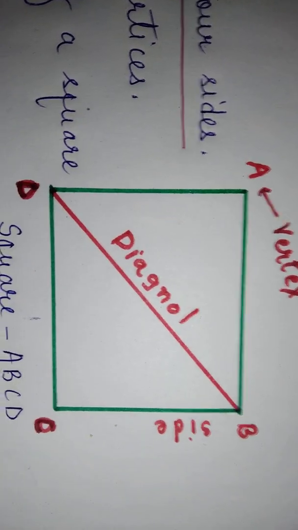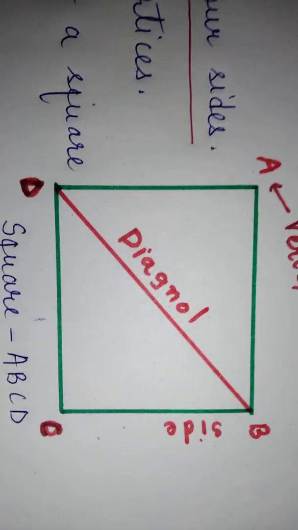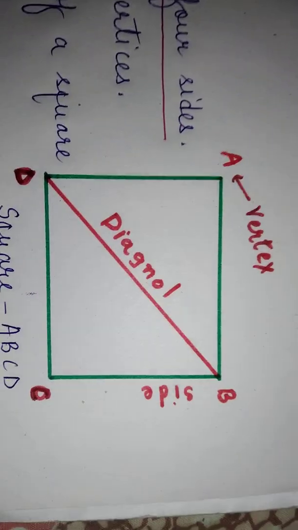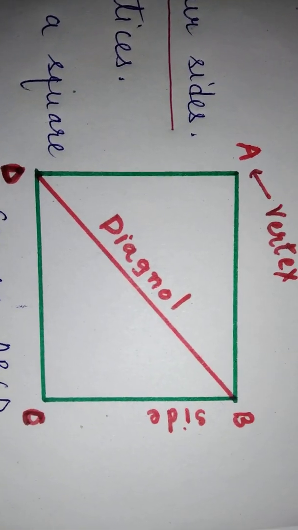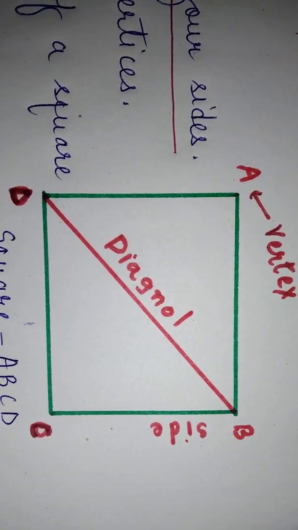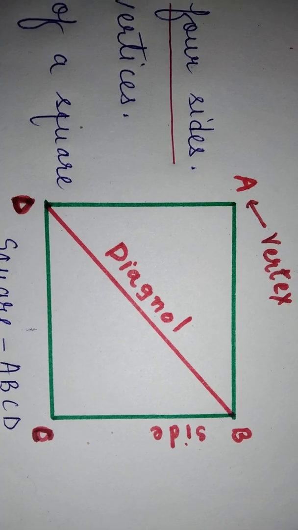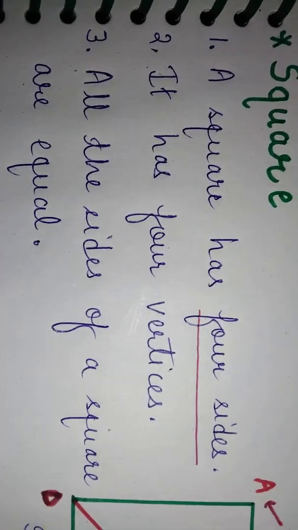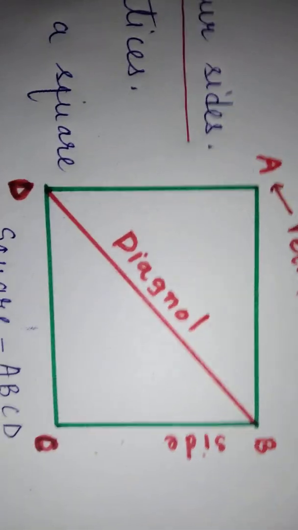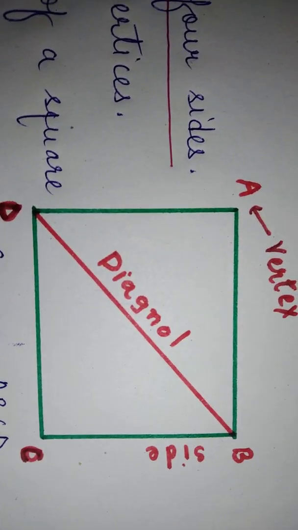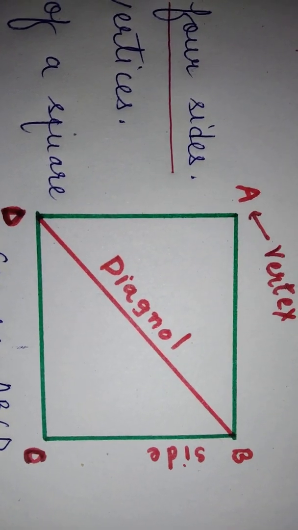So children, the name of this square is ABCD. Each vertex of this square is represented with one alphabet. Okay. So let's talk about the description. A square has four sides. As you can see over here, it is made up of four different lines of the same length.